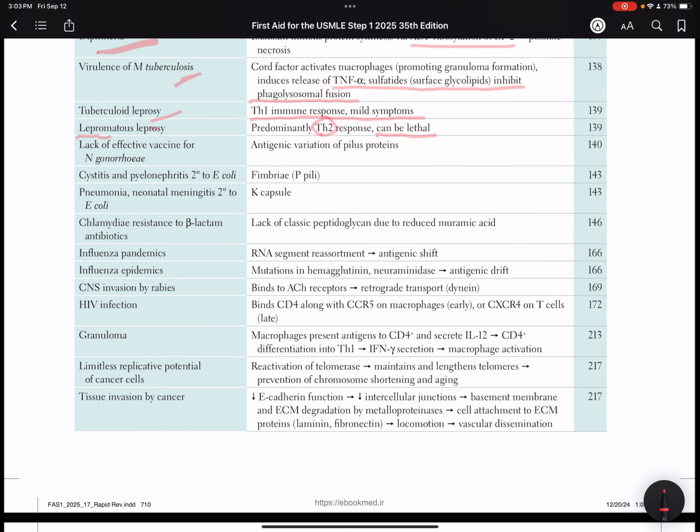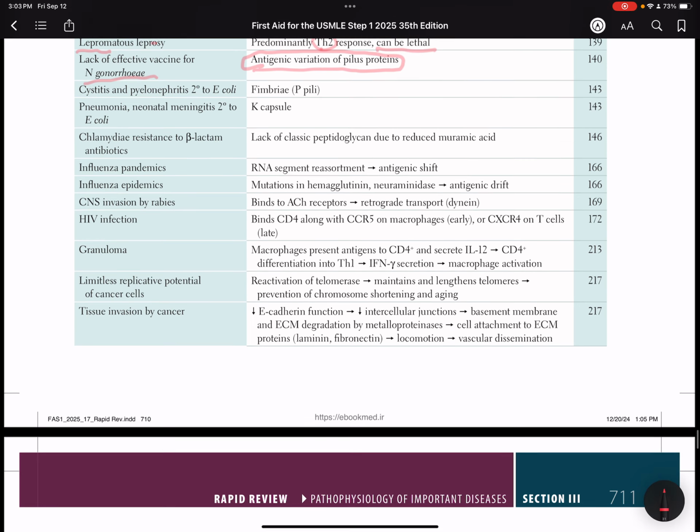Lack of effective vaccine for Neisseria gonorrhoeae is because of antigen variation of pilus protein. This is what causes the lack of an effective vaccine for Neisseria gonorrhoeae.